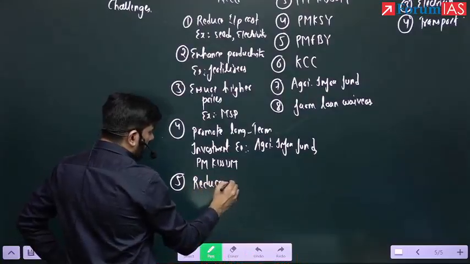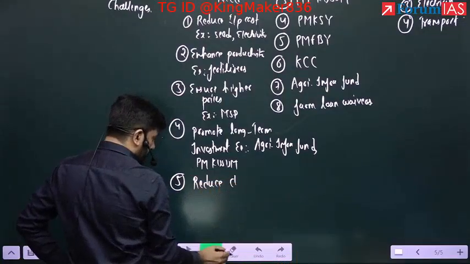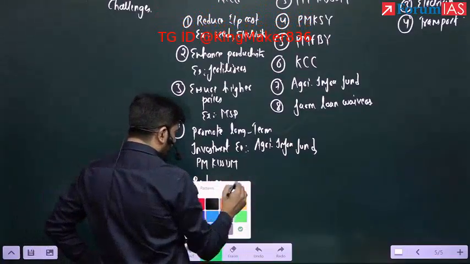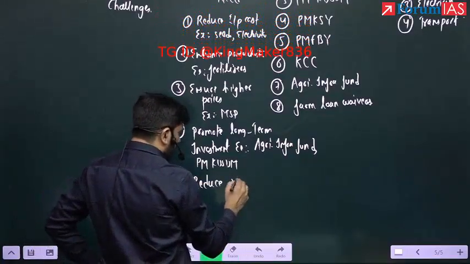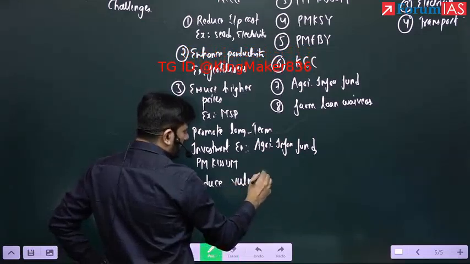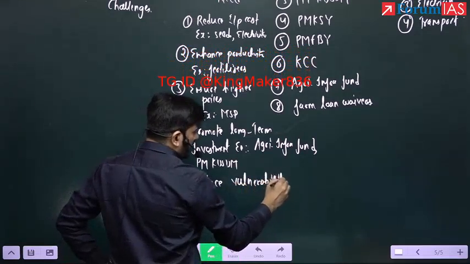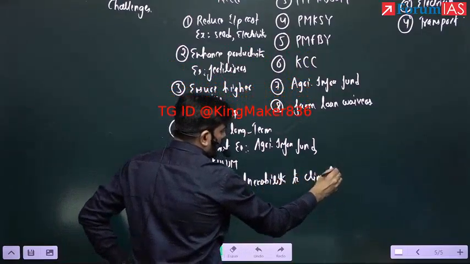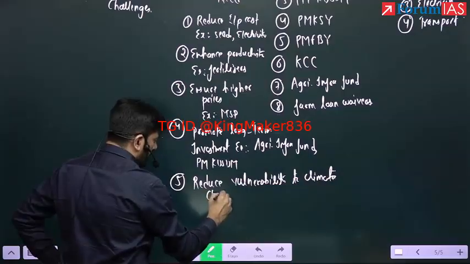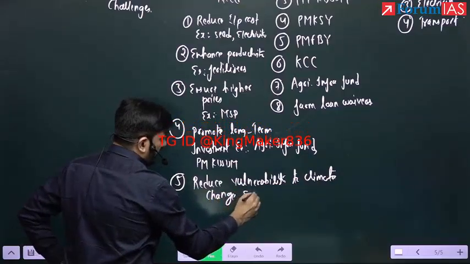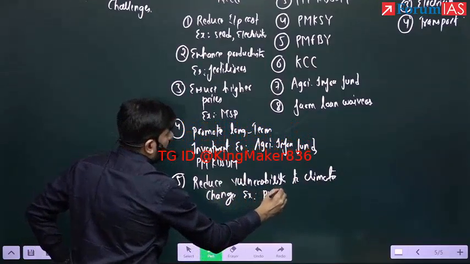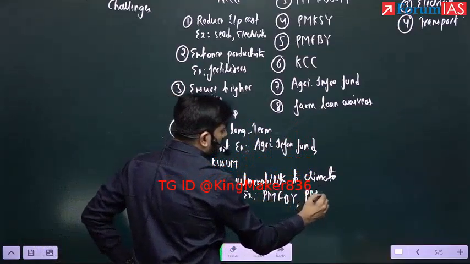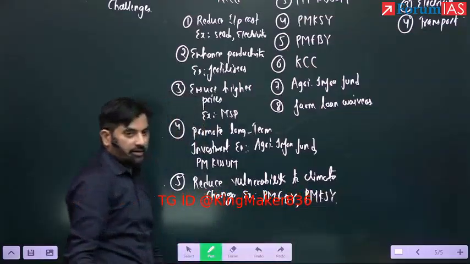It will also help us reduce the farmers' vulnerability to climate change. Example, Pradhan Mantri Fasal Bima Yojana and Pradhan Mantri Krishi Sinchai Yojana.